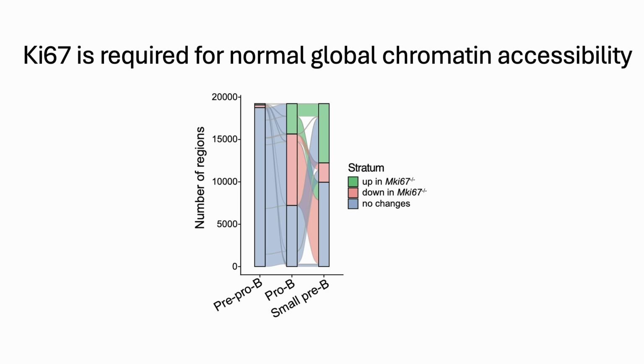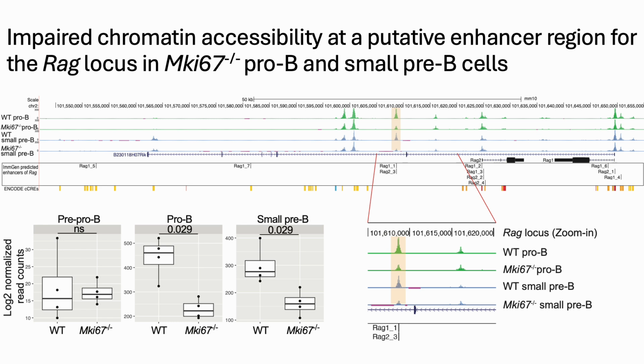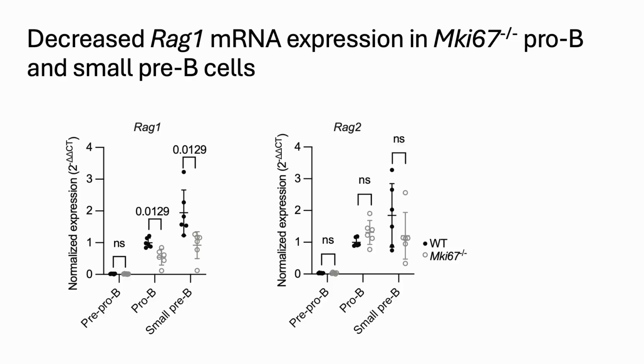Using ATAC sequencing, we found substantial differences in chromatin accessibility in pro-B and small pre-B cells in the absence of Ki67, whereas minimal changes were observed in Ki67 knockout pre-pro-B cells. Further dissecting the specific regions affected by Ki67 deficiency revealed a significant decrease in the accessibility at the putative enhancer region of the Rag locus.